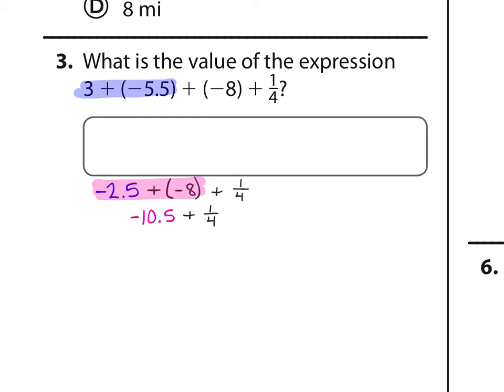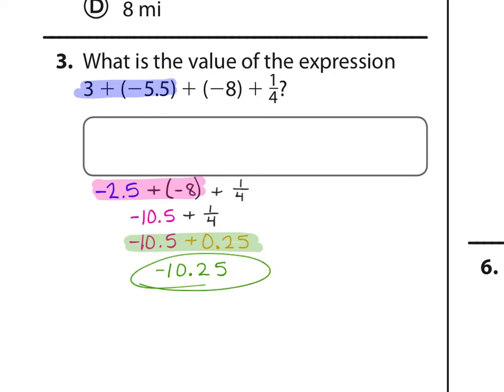I could work with these as both fractions, or I could work with them as both decimals. Since 1/4 can be changed to a decimal, I'm going to go ahead and do that. So 1/4 is the same as 0.25. You can find that by dividing in your calculator. And now, last of all, I've got these two terms, negative 10.5 plus 0.25. They're different signs, so I'm actually going to subtract, which comes out to 10.25, and take the sign of the number further from 0, which was a negative sign. And so the value is negative 10.25.